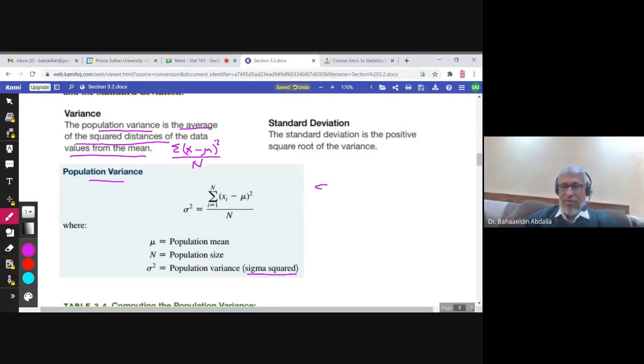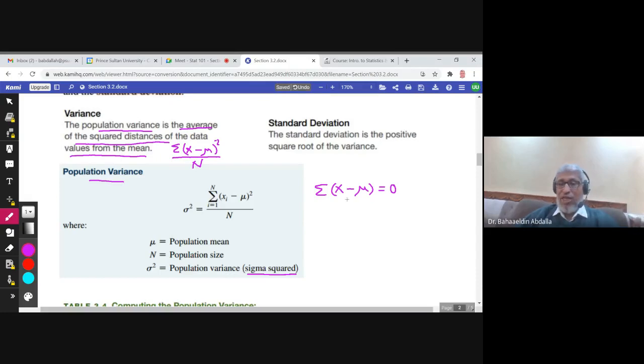Remember something from 3.1. If you find summation x minus mu, we said that this will always give you 0. And that's why we cannot use it here. Because some values are to the right of the mean, other values are to the left of the mean. So some of the distances are positive, other distances are negative. When you add all of them, you get 0.